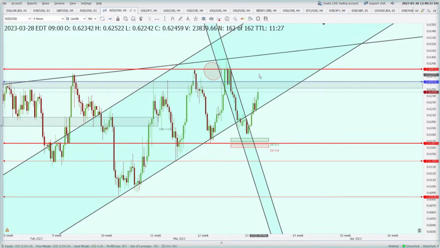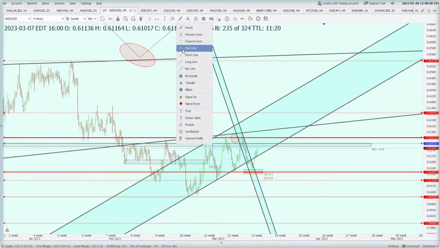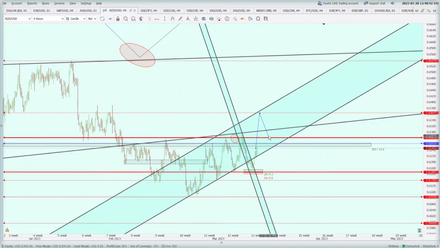All the area from here to 0.6261 may offer some resistance to the price, and even 0.6281 is the resistance. So we need the price to clear this range of 30 points or so, then only we can think of some buying opportunity. Like if something like this happens here, I think that will be a good area of opportunity to go long here.